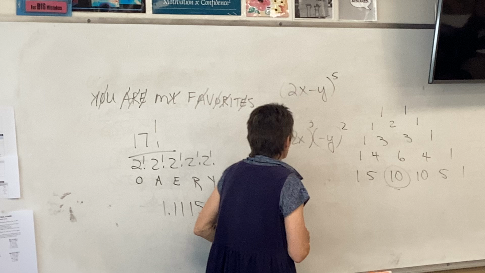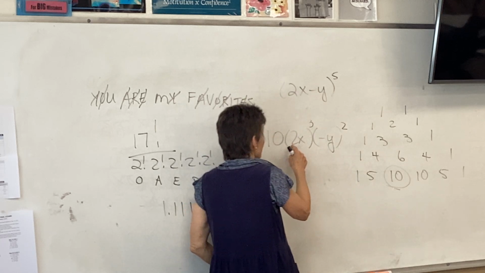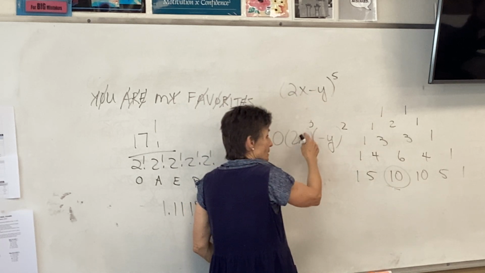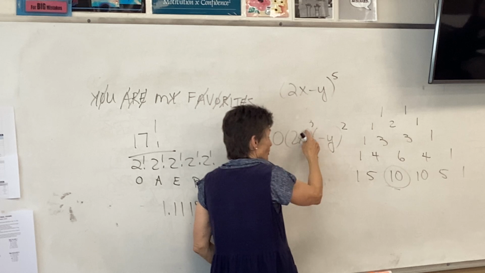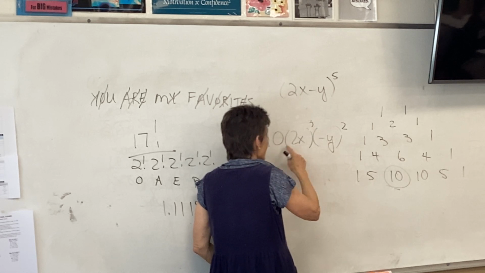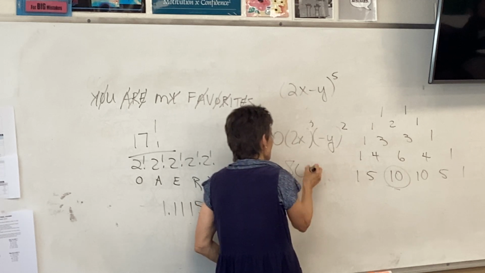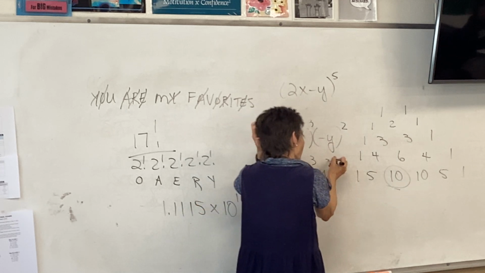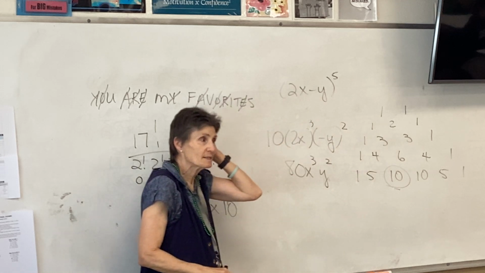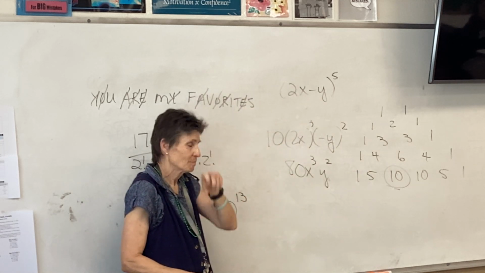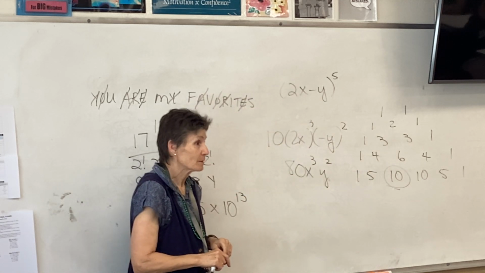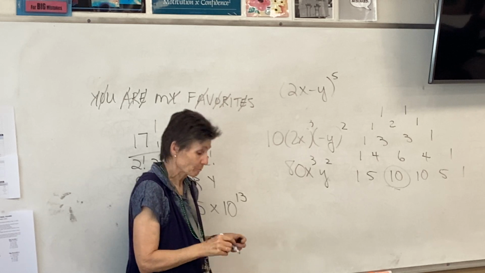Now, I simplify. Be really careful. What is 2 to the 3rd? 8. So it's 10 times 8, 80x cubed, times 1, so 80x cubed y squared. What happened to the negative? It makes it positive. It got squared out.